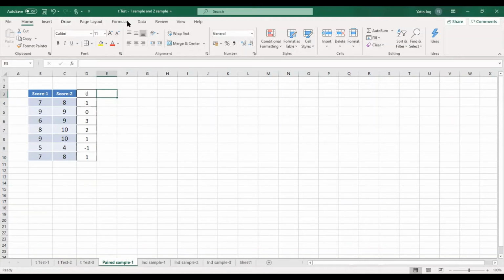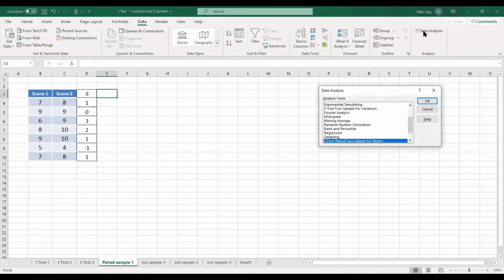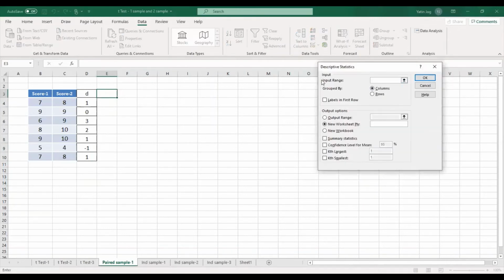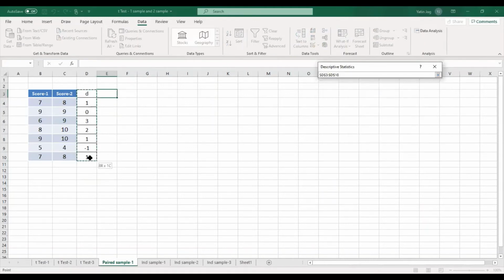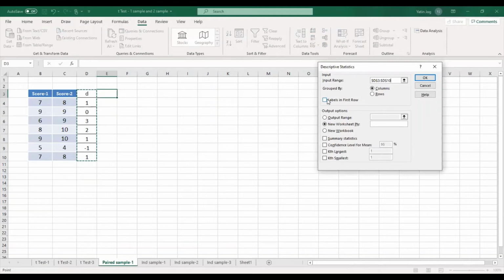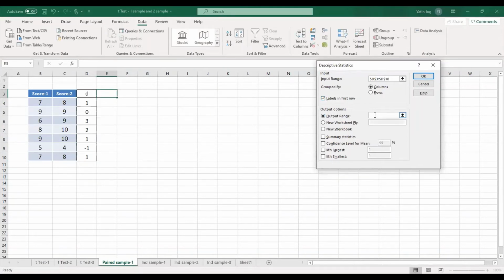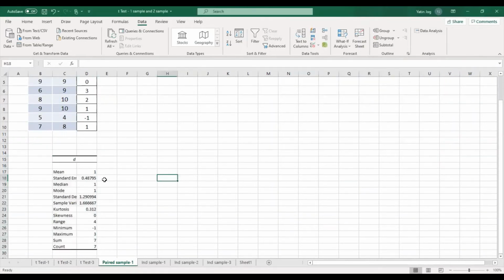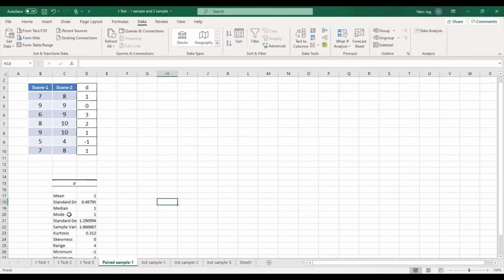First method, go to data analysis. First, go to descriptive statistics, click on OK. Input range, give the column of D as input range. Label in first row, yes. Output, suppose I want to start my output from this location, and then summary statistics. I want only summary statistics, click on OK. So this is all what I get.